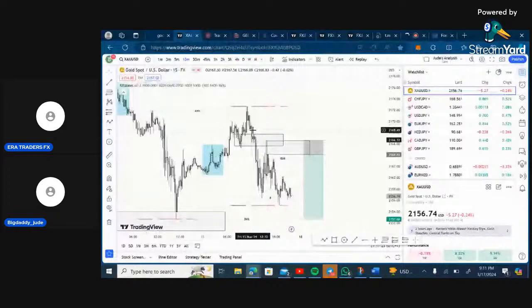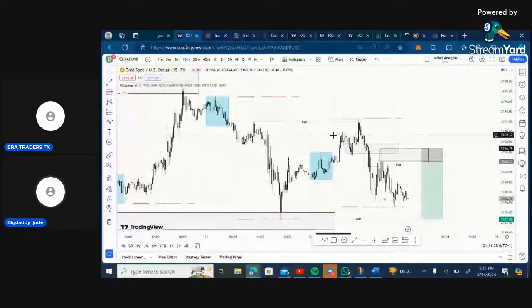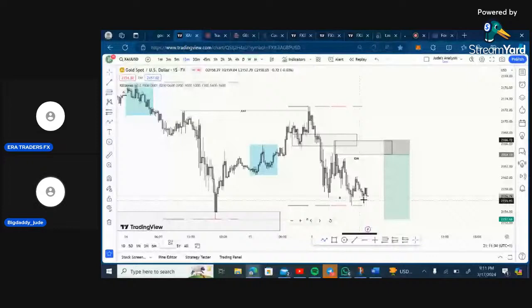So these are my outlook for the major pairs for next week, and I guess that will be all. So I guess that will be all for this session. This is all I have on major pairs, by the way, for next week.